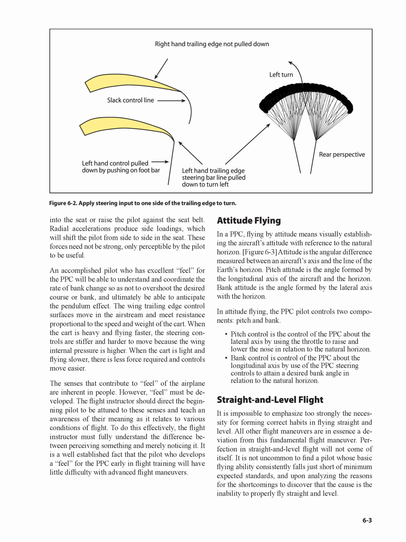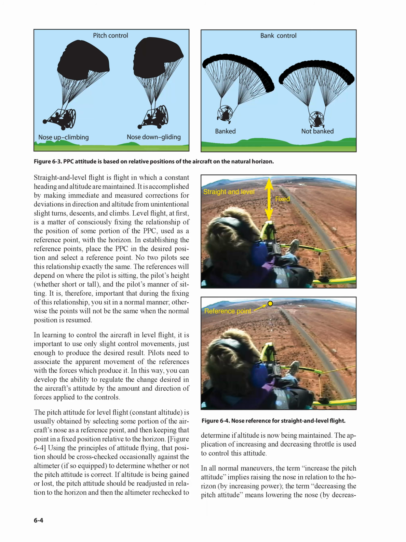Straight and level flight. It is impossible to emphasize too strongly the necessity for forming correct habits in flying straight and level. All other flight maneuvers are in essence a deviation from this fundamental flight maneuver. Perfection in straight and level flight will not come of itself. It is not uncommon to find a pilot whose basic flying ability consistently falls just short of minimum expected standards, and upon analyzing the reasons for the shortcomings to discover that the cause is the inability to properly fly straight and level. Straight and level flight is flight in which a constant heading and altitude are maintained.